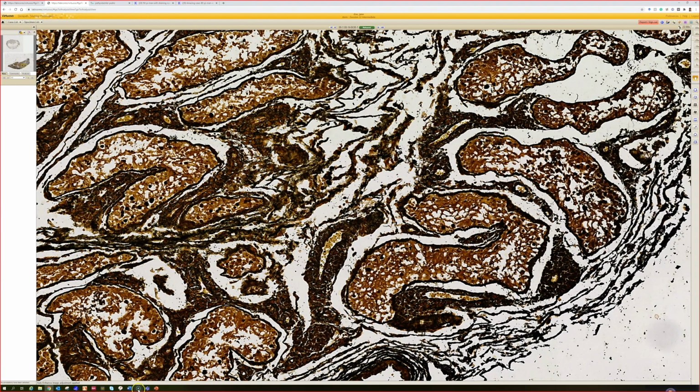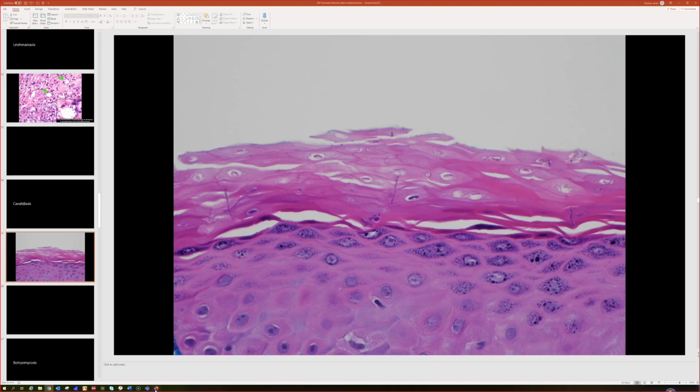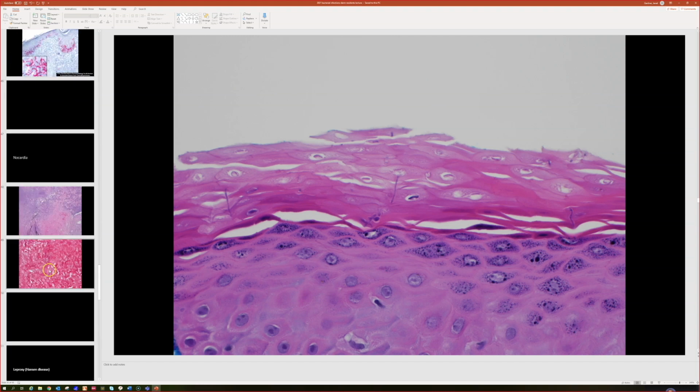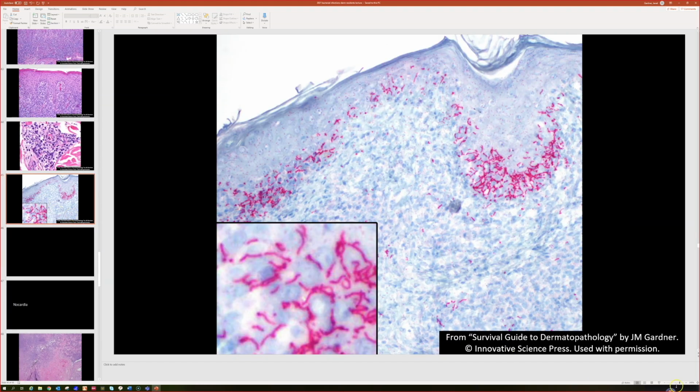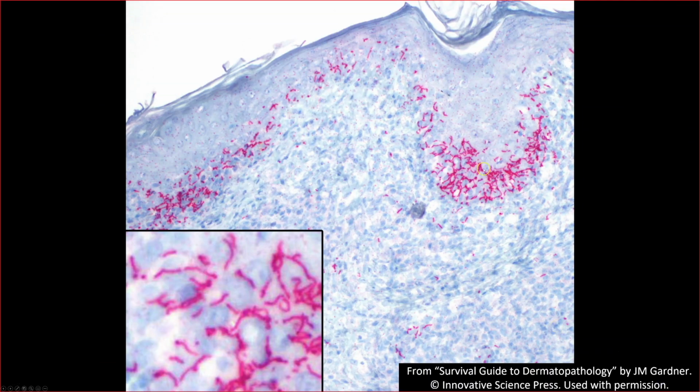Now, let me show you the spirochete immunostain. Not everyone is lucky enough to have access to this, but this is what it looks like. No doubt about that, right? This is with a red chromogen. You can also use brown.